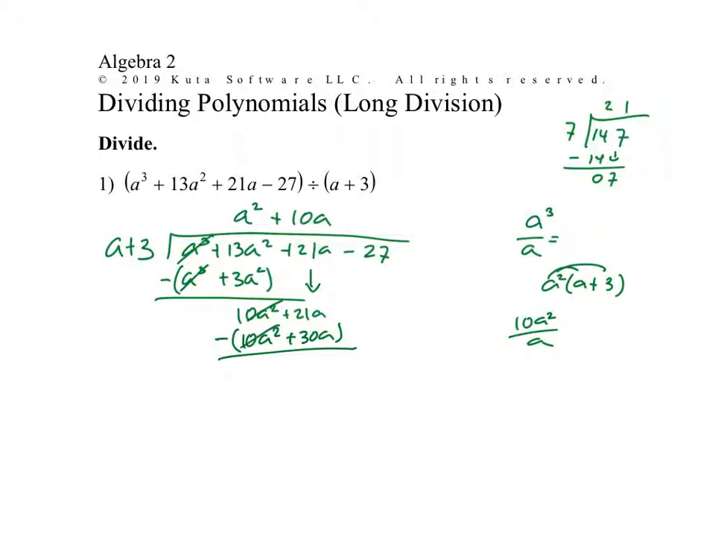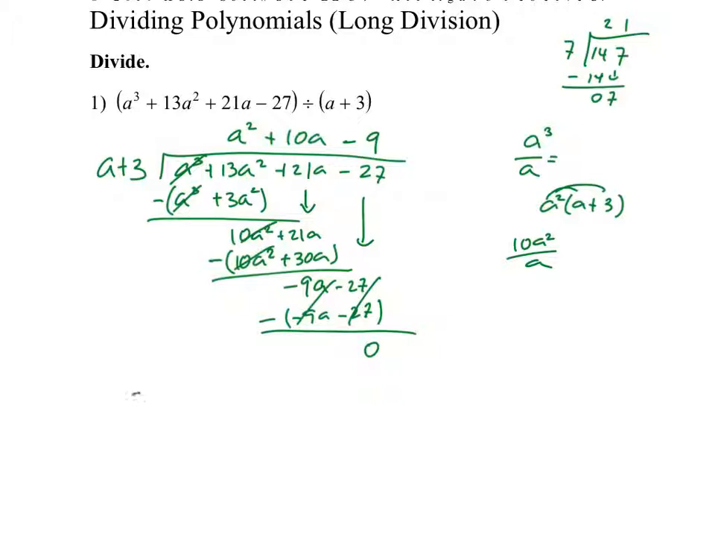So this cancels out. Now I have 21a minus 30a, which is negative 9a, because 21a minus 30a is negative. I'm bringing down that negative 27. Now I'm going to divide again the first term, so negative 9. I'm going to distribute, so negative 9a minus 27. And I'm going to subtract here, so this cancels out, that cancels out. So that means that my remainder is 0.